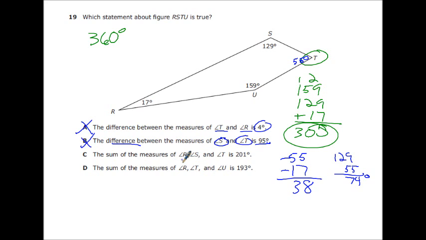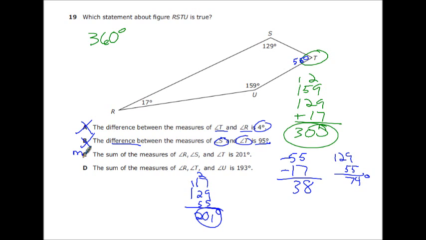The sum of the measures of angles R, S, and T is 201. So R is 17, S is 129, and T is 55. So 9 plus 7 is 16, plus 5 is 21, 1 carry your 2. 5 and 2 is 7, 8, 9, 10, 0 carry the 1. I get 201 degrees, so I'm going to put an M here for maybe.